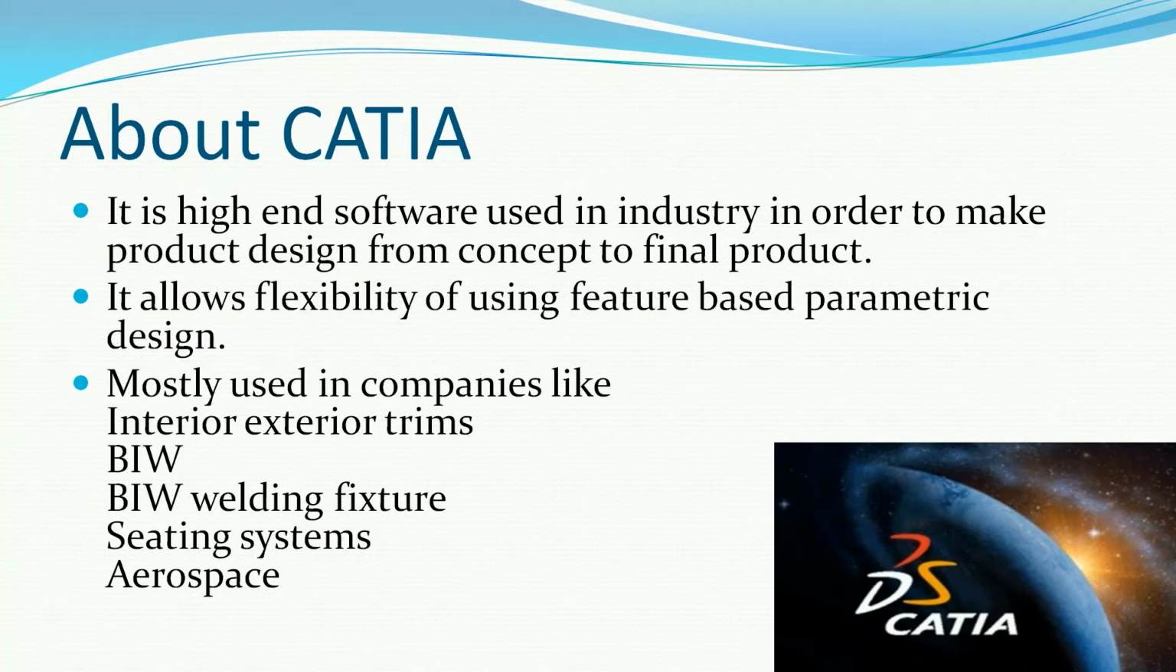And where is CATIA software used? Mostly it is used in companies for interior and exterior trims, that is plastic product design, BIW, that is A pillar, B pillar, C pillar, D pillar. Next is BIW welding fixtures, and in seating systems and aerospace.